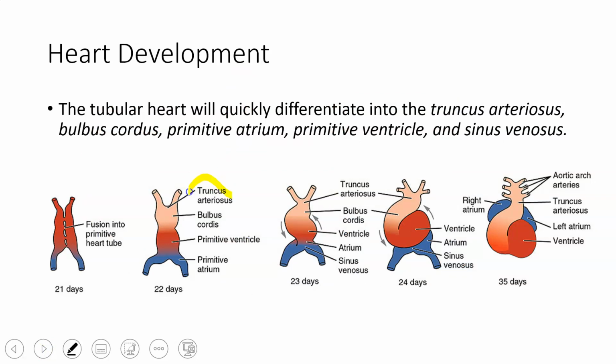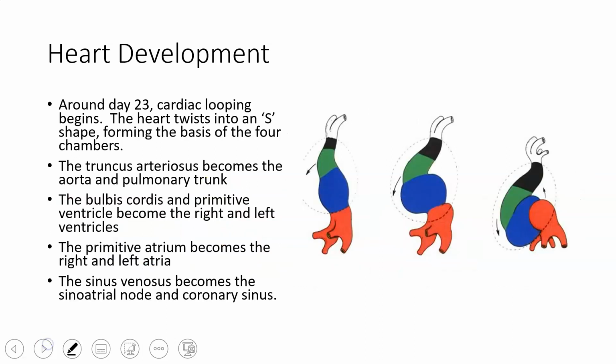We have different areas. We have what's called the truncus arteriosus, bulbus cordis, the primitive ventricle, and the primitive atrium. Around day 23, this magic trick starts where the heart makes this curve and it twists on itself, and the bottom goes to the top. The truncus arteriosus becomes the aorta and the pulmonary trunk, the bulbus cordis and the primitive ventricle become the left and the right ventricles. The primitive atrium becomes the left and the right atrium. The sinus venosus becomes the coronary sinus.